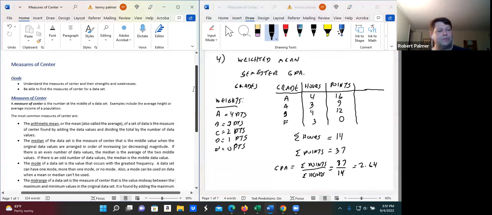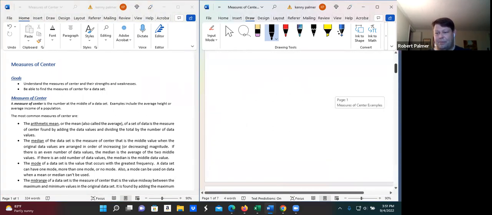Let's go back and take a look at our goals. So we understood the measures of center and their strengths and weaknesses, what they do and what they don't give you. We also found how to actually determine those measures of center with some examples.